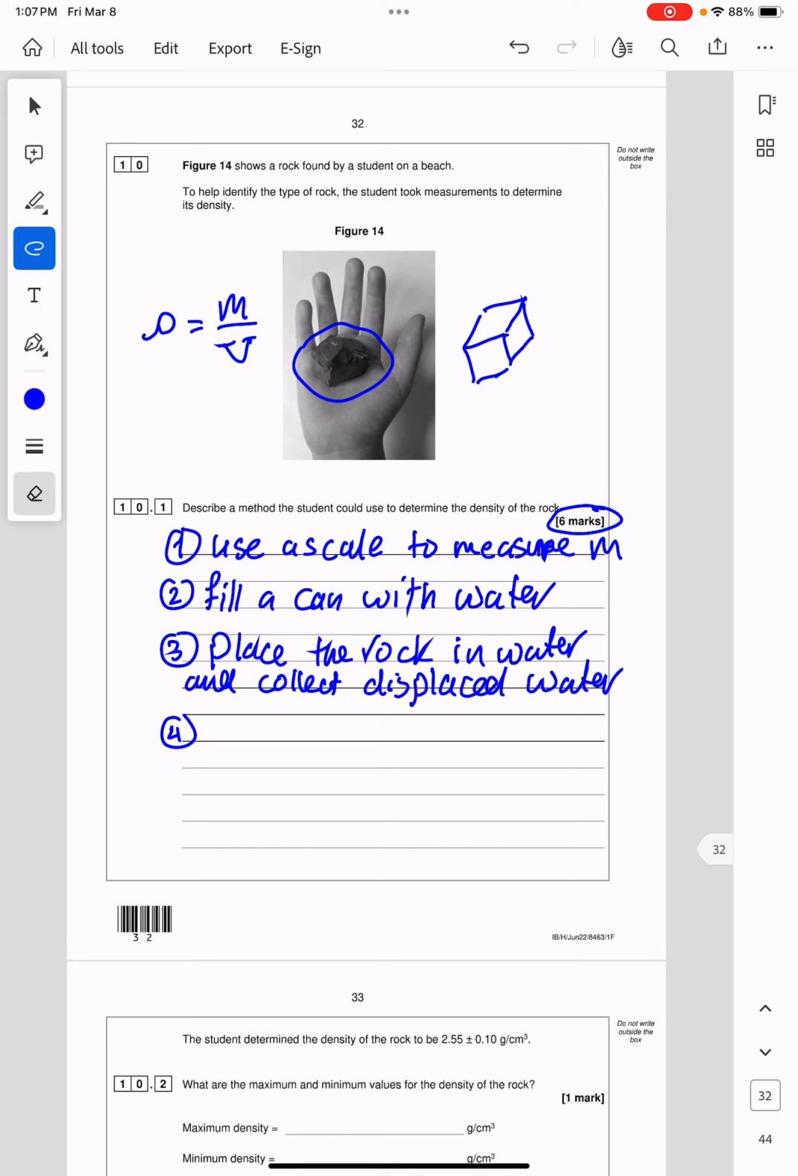So after we collect the displaced water, now we have to measure it, because we know that Archimedes' method is all about the volume of the displaced water being equal to the volume of the rock. That's why we dropped it in that water in the first place. So we have to determine V, the volume, of the displaced water. How can we do that? By a measuring cylinder.